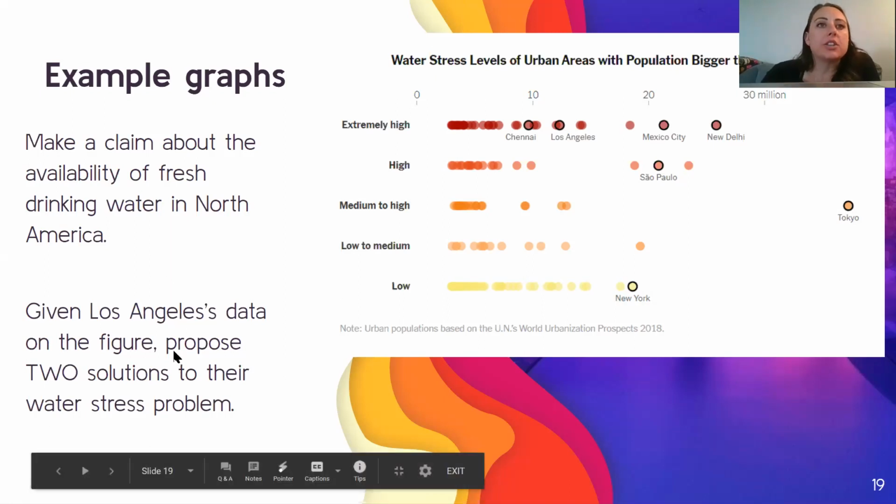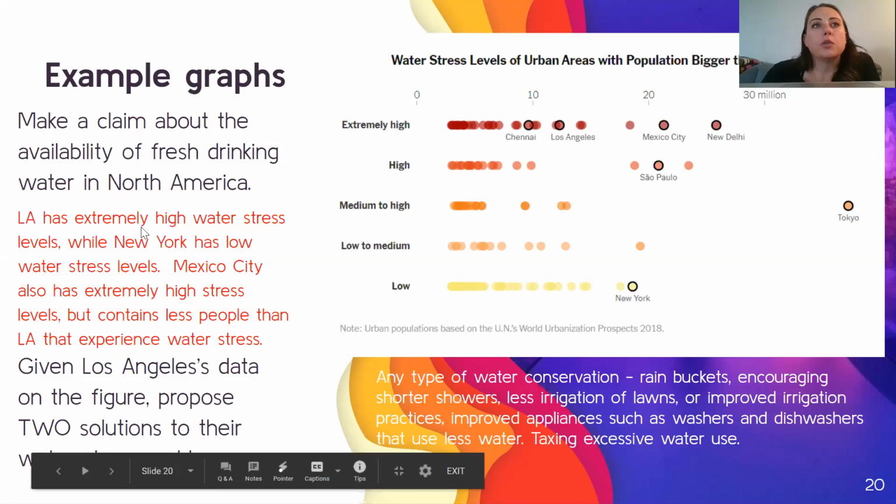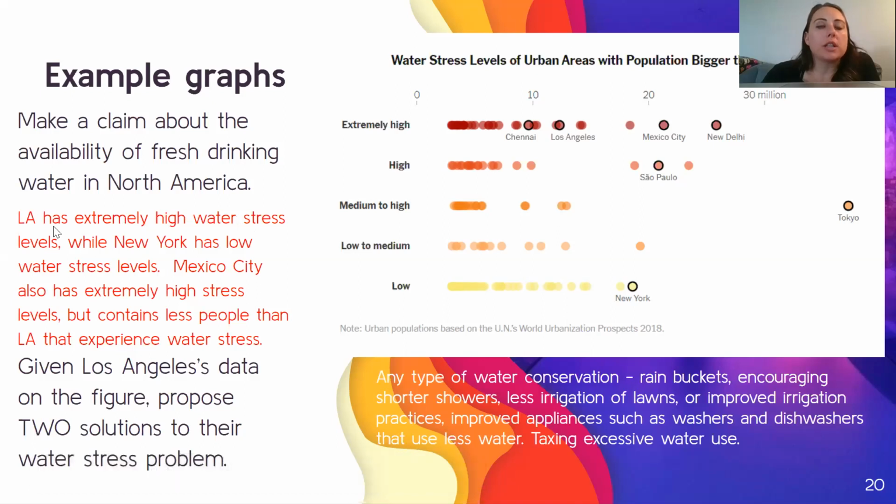Next, it says, given Los Angeles's data on the figure, propose 2 solutions to their water stress problem. So remember, first we have to understand, okay, LA's got a water stress. Now I need to figure out what are some solutions to their problems, okay? And that's where the APES content is going to come in. So if we look, we already said this, LA has extremely high water stress levels, New York has low, Mexico City has water stress levels, but contains less people than LA that experience water stress. Okay.